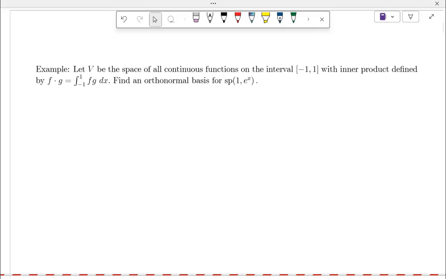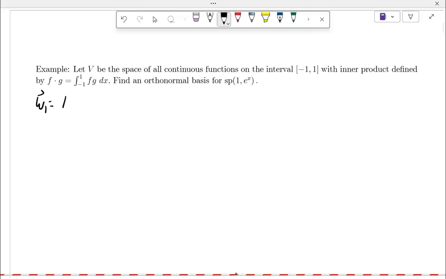We want to find an inner product. We define our inner product on continuous function spaces with integration. In this case, we're just going to focus on the interval from -1 to 1, and we'll define the inner product as the integral from -1 to 1 of the product of the two functions. I just want to convert this into an orthonormal basis, okay? Well, what's your first vector going to be?